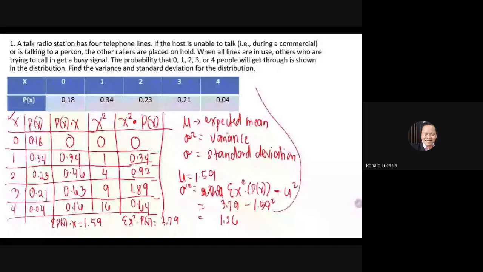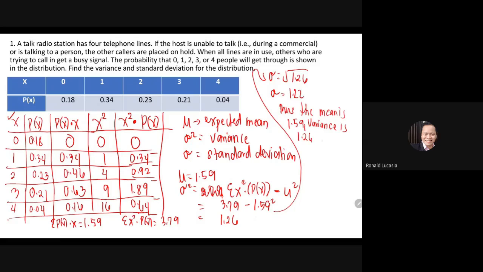Ang standard deviation natin, kukunin lang natin yung square root ng variance. That is the standard deviation. So here, that is the square root of 1.26. So the standard deviation, the square root of 1.26, is equal to 1.22. Okay? So thus, the mean is 1.59, variance is 1.26, and standard deviation is 1.22.